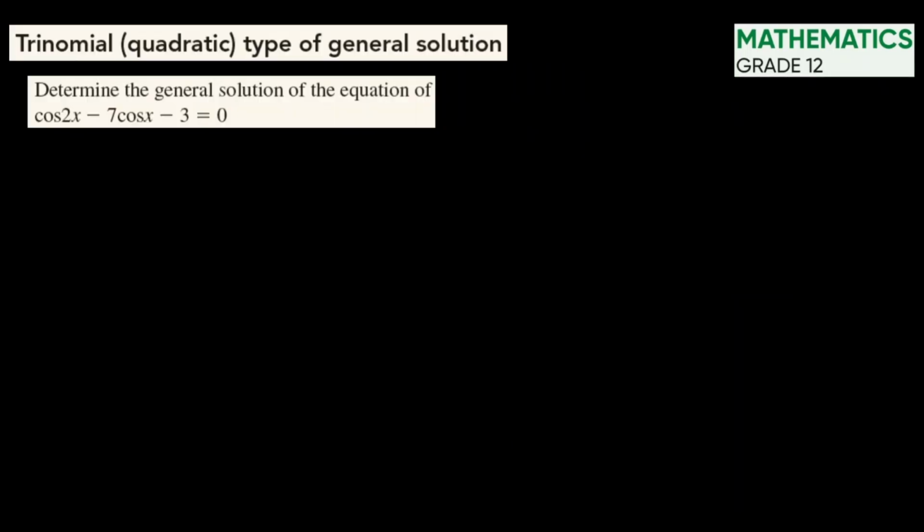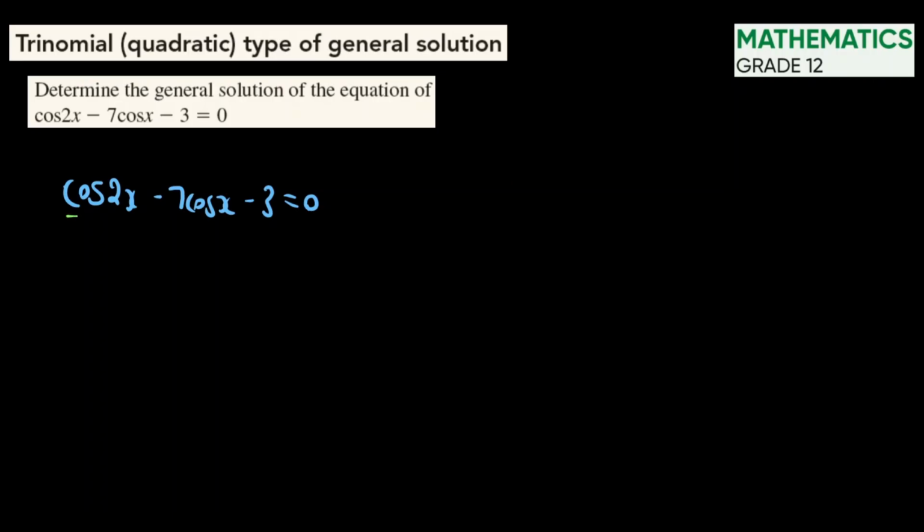This next subtopic of trinomial quadratic type general solutions will really be working through general solutions that resemble quadratic equations, and I'll be taking you through them. Let's consider this example where we determine the general solution of cos 2x minus 7 cos x minus 3 is equal to 0.